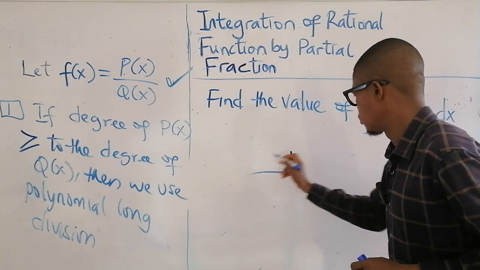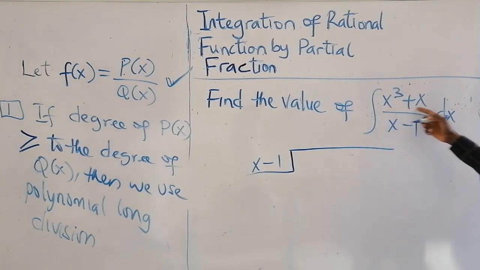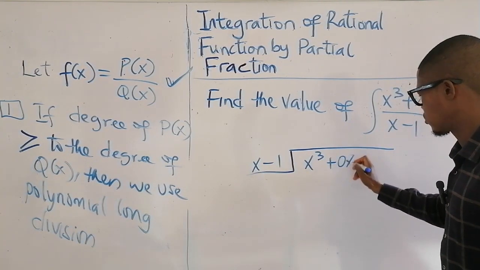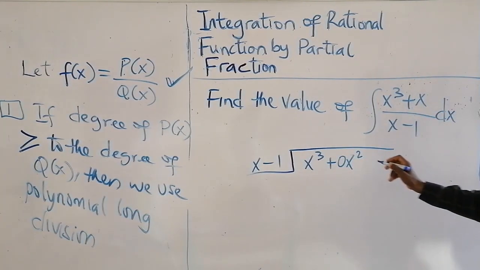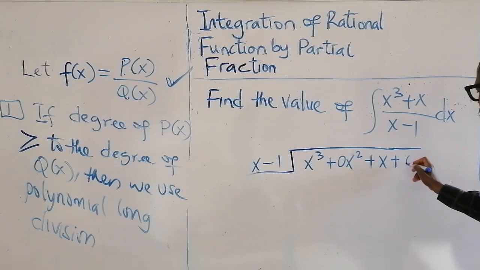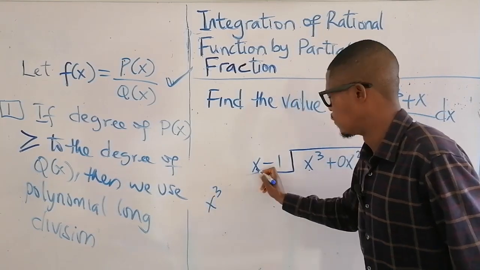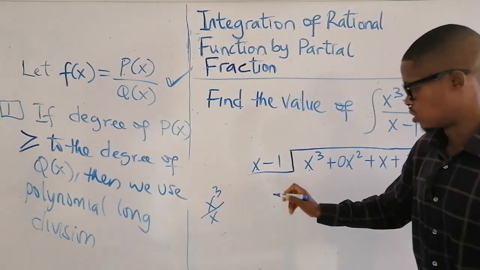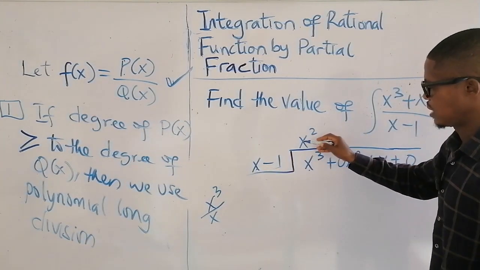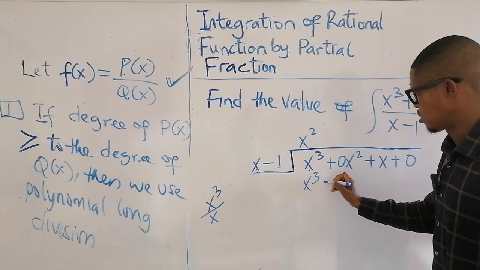So the denominator will be outside, x minus 1. The numerator is a polynomial starting with power 3. So the next one will be 0x squared, there's no x squared here, and then plus x to power 1, and then the constant is 0. The first thing you do is take the first item, x cubed, over the first one here, x. That will give us x squared. That will come here, and then use it to multiply what you have here. x squared times x is x cubed. x squared times minus 1 gives minus x squared.